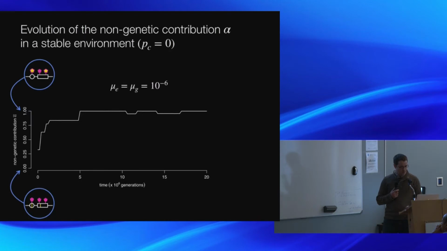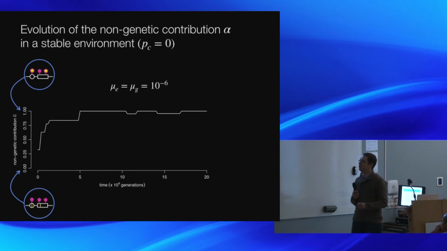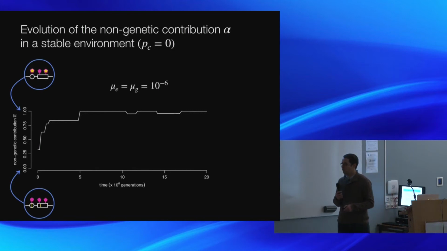Okay, and here are the first results. We are in a stable environment, PC equals 0. This is one simulation over time of the mean non-genetic contribution. We see in this simulation that the non-genetic contribution has increased through time and reached this value. And this simulation is when the mutation and epimutation rates are equal. So it's kind of a control, I would say.